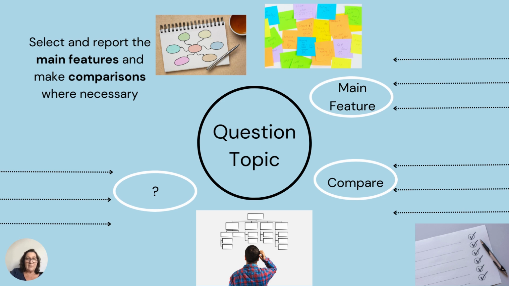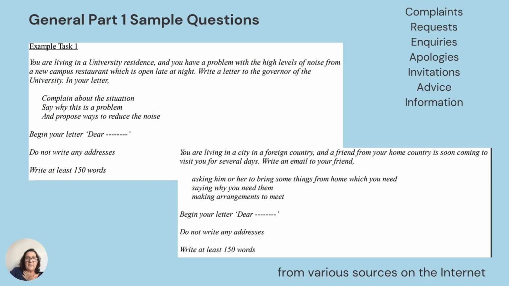So you do that, and then you write what you've written on there. So when you tell the examiner what you're going to do, you're not going to talk about what you've written in here. You're simply going to talk about what it's about, the general feature. So now if we look at the general topic, they normally are complaints, requests, inquiries, apologies, invitations, advice, information.